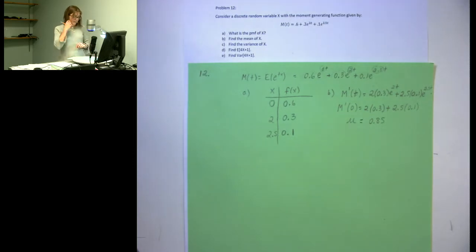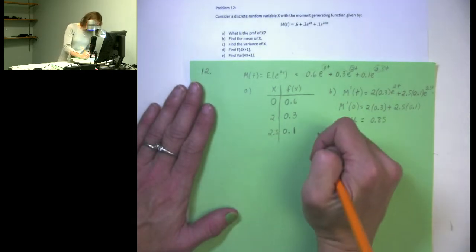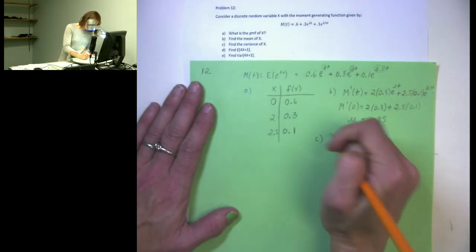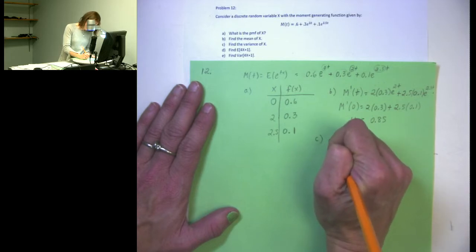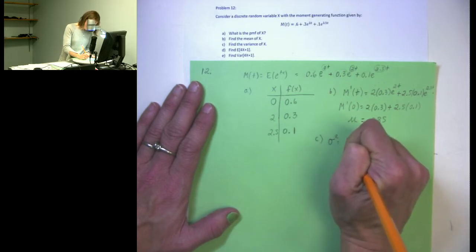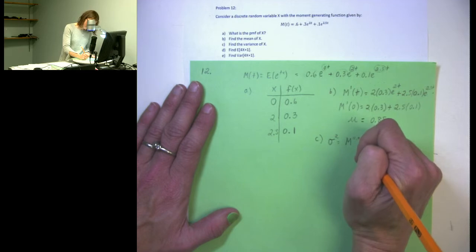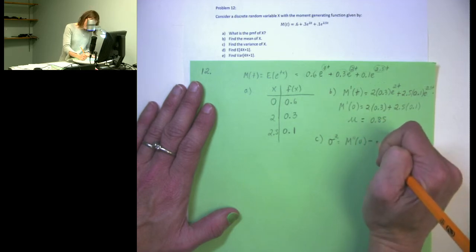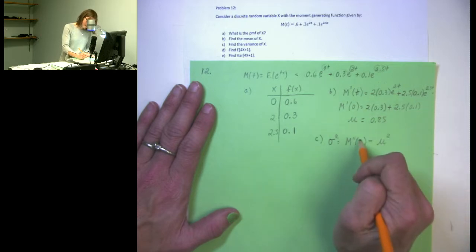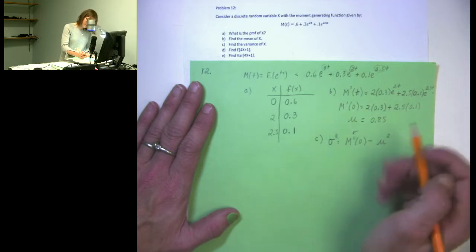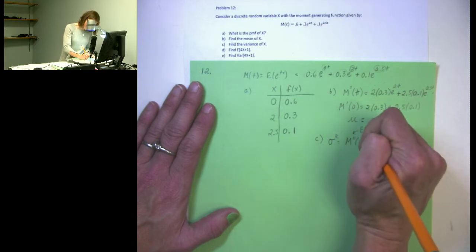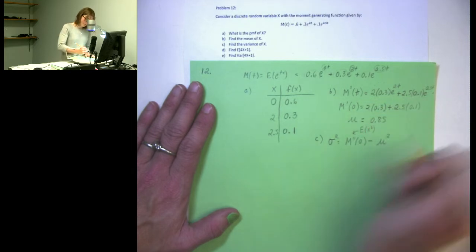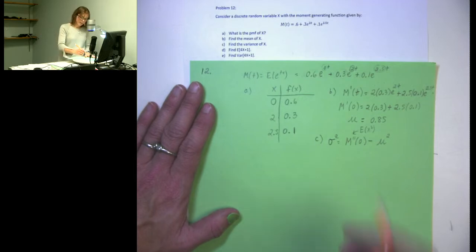Part C asks me to find the variance of x. To find the variance of x, I'm going to use the fact that the variance is equal to the second derivative of the moment generating function, evaluated at 0, minus the mean squared. This is because the second derivative of the moment generating function gives me the expected value of x squared when I evaluate it at 0.